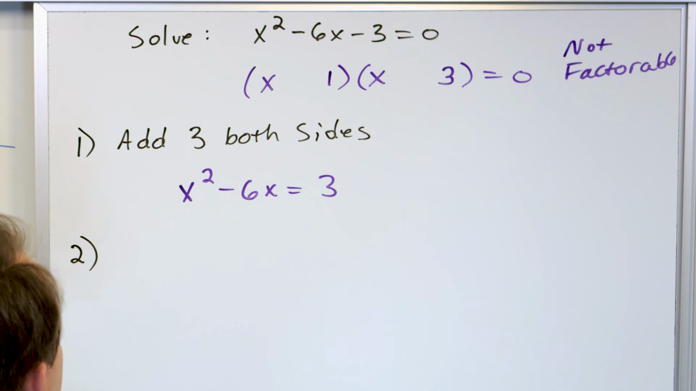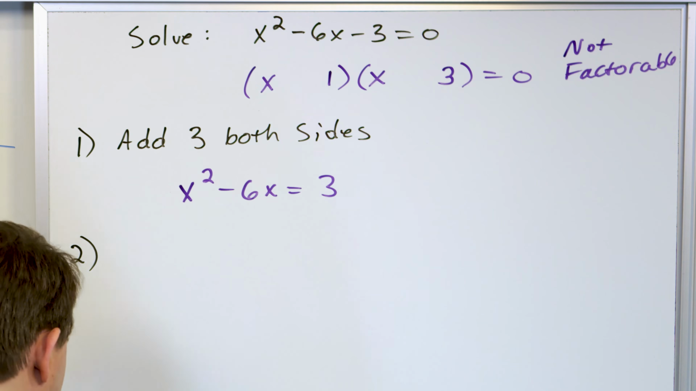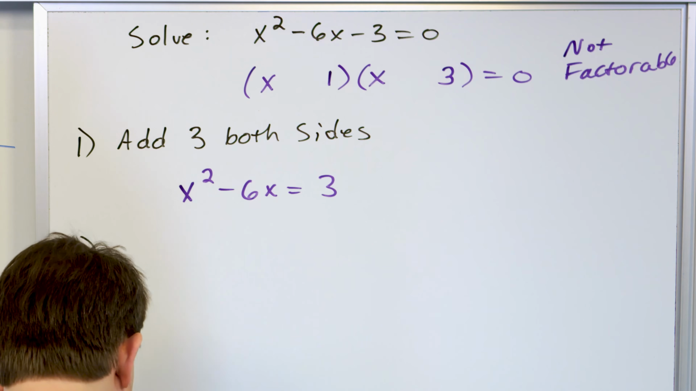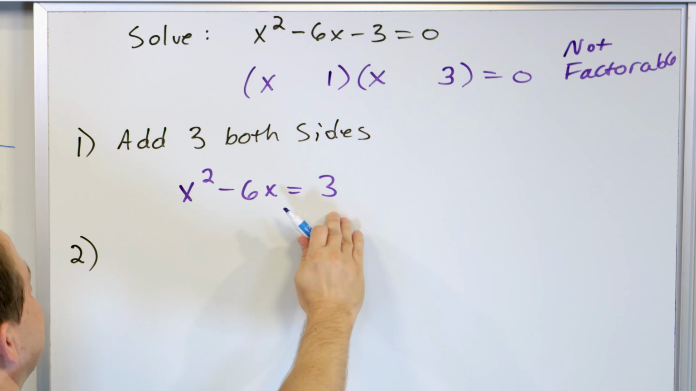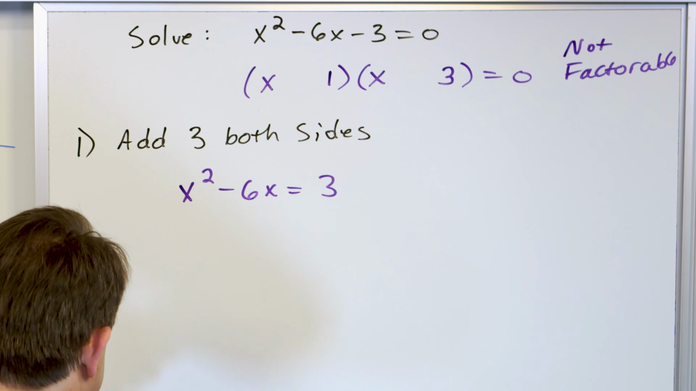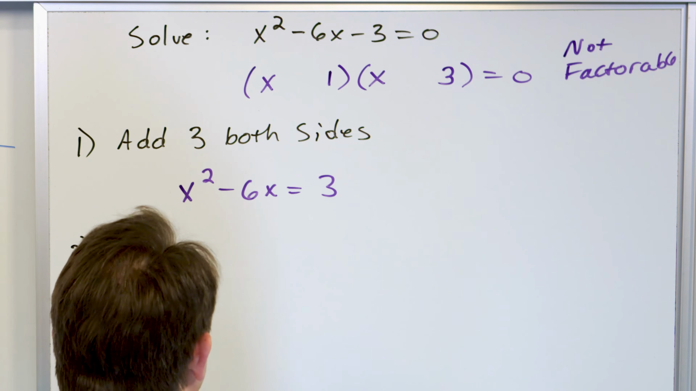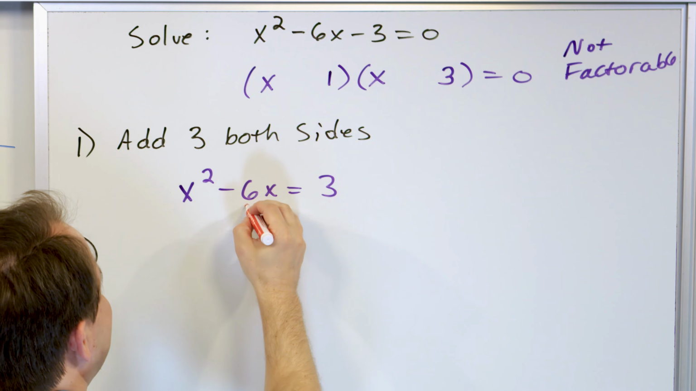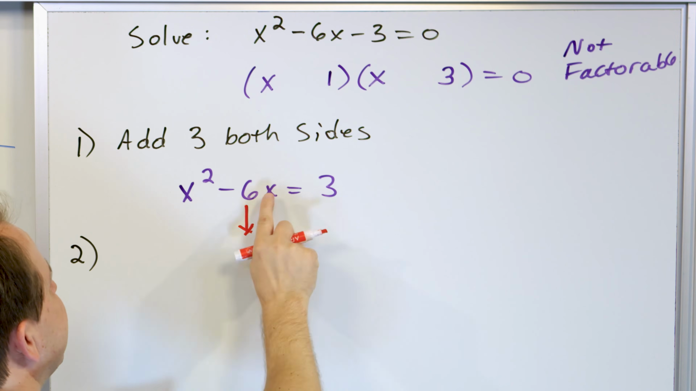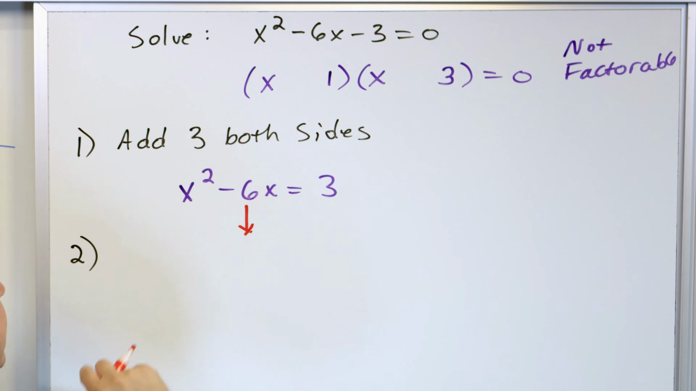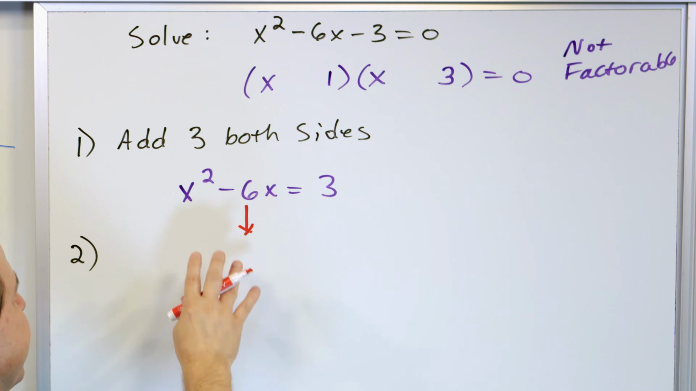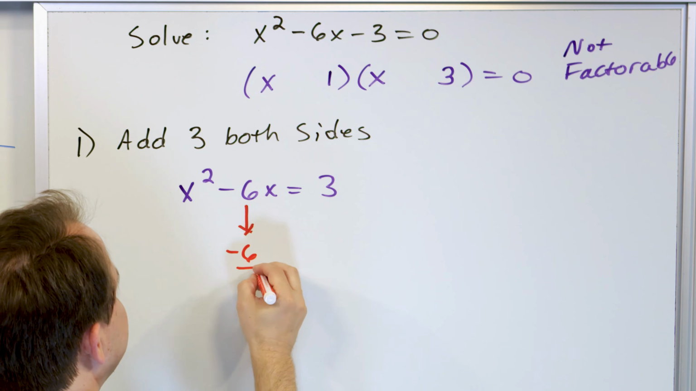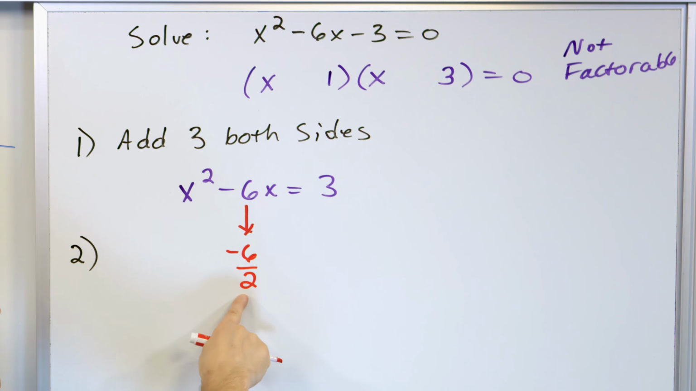All right, so in order to do step 2, I'm going to mark it down from what I have above. What you want to do is take this guy. You look at the coefficient that's in front of the x term. In this case, it's a -6. And what you want to do is divide it by 2. So -6 divided by 2. All you do is you take what's here and you divide it by 2.